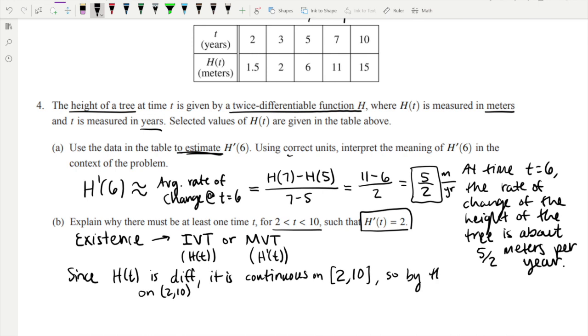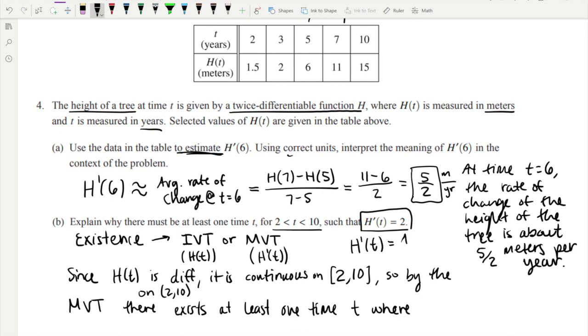So by the mean value theorem, I'm just not writing it out to save time and space, but you should probably write this out on the actual test. By the mean value theorem, there exists at least one time t where h prime of t is equal to the average rate of change on any interval that's within your region where you know your function is continuous and differentiable.